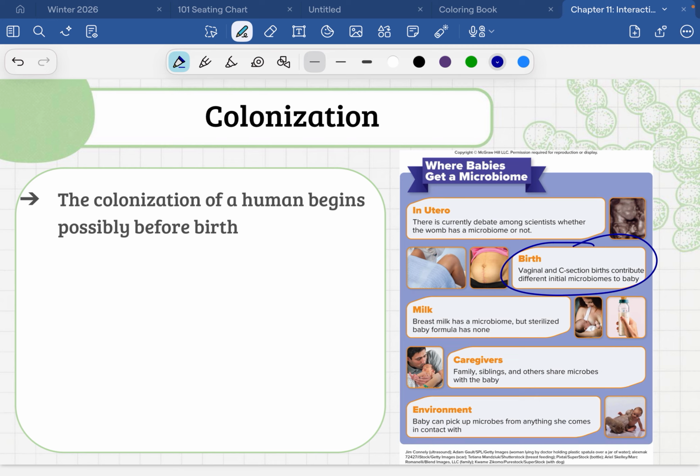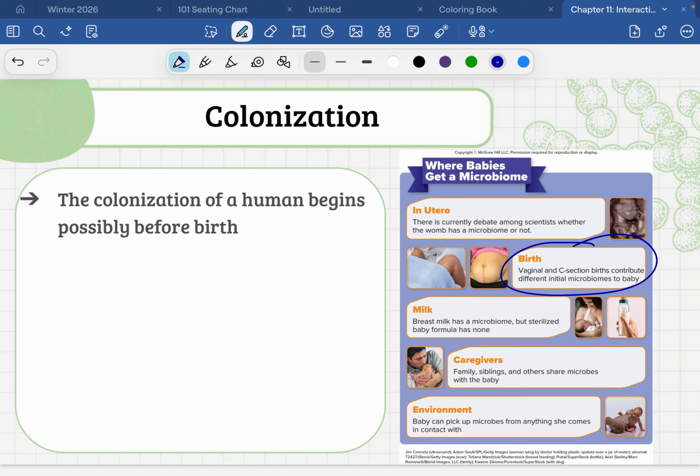It gets everywhere. I don't know if you've ever seen a newborn baby, but they're very covered in things, okay? It gets everywhere. And all of that bacteria is what starts the process of their development of a microbiome. And it's an incredibly important part of the development of a baby's immune system. And we have written here that vaginal and C-section births contribute differently to the initial microorganisms.